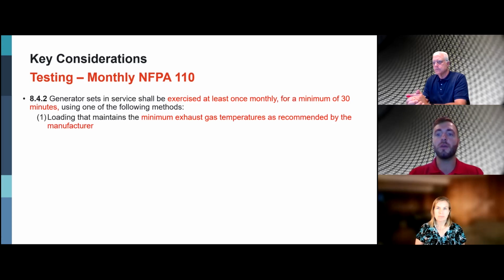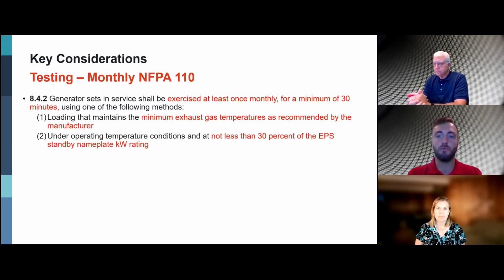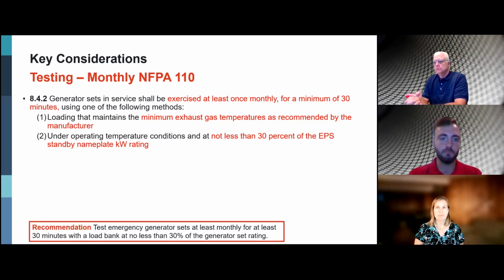Method one being loading that maintains a minimum exhaust gas temperature as recommended by the manufacturer. And the second one states, under operating temperature conditions and at no less than 30% of the emergency power supply system standby kilowatt rating. As a note, make sure to always be double checking with your AHJ, as some areas may have more stringent requirements as to what kilowatt rating needs to be met and maintained during this 30-minute testing window.